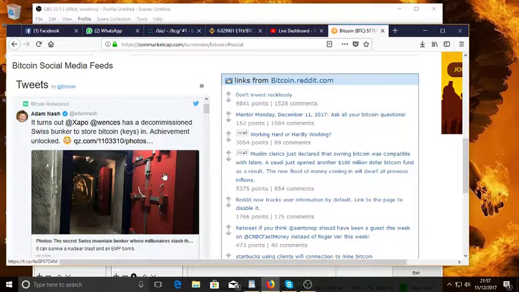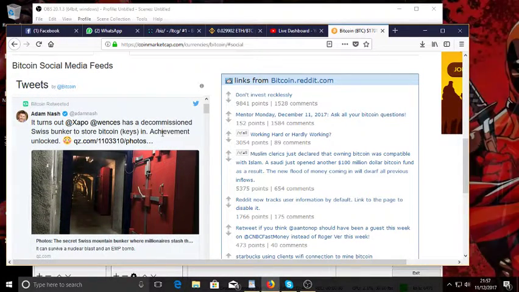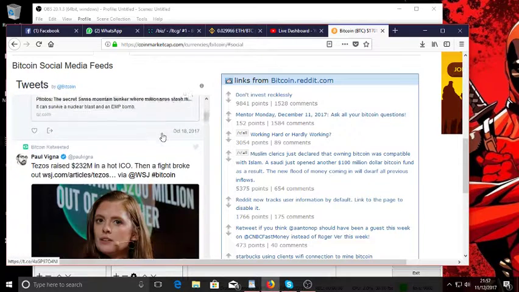So, for example, it turns out Xapo has a decommissioned Swiss bunker to store Bitcoin keys in. Something like this would push the market price up because it's more security. Xapo's stock might improve because of this positive announcement. More security to your Bitcoin is always a good thing.